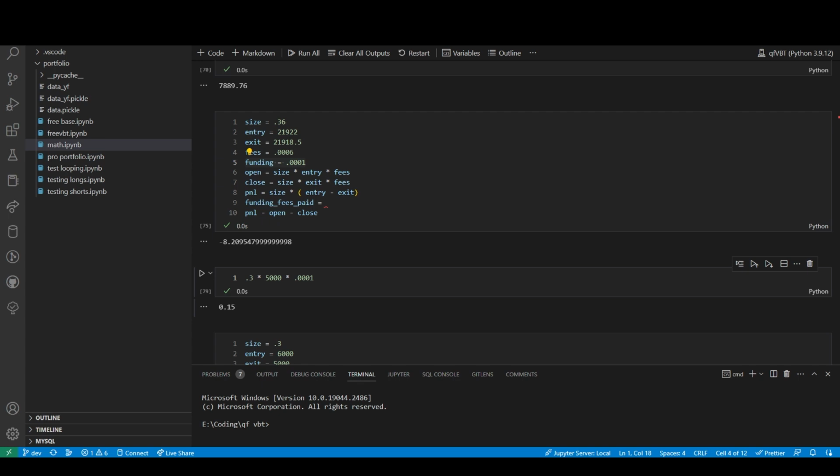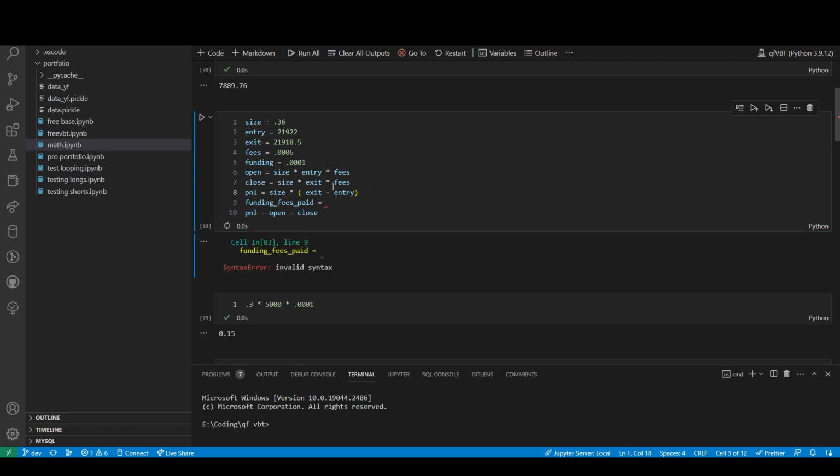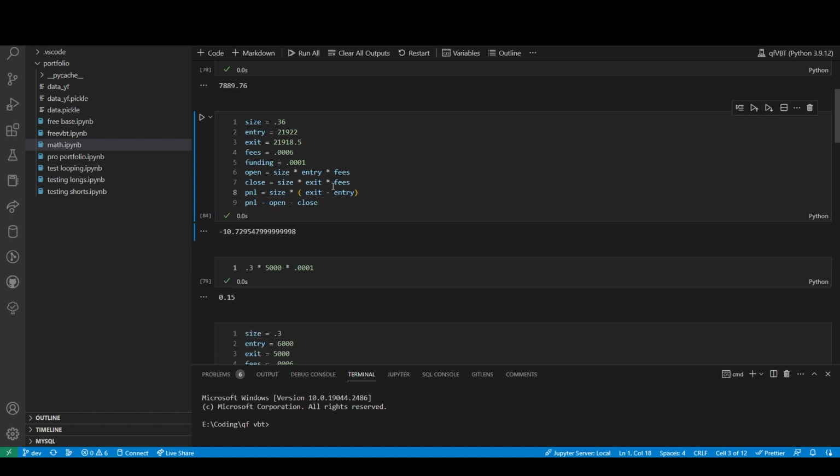which is for a long position, we have our contract size, we have our entry, we have our exit. So it has to be exit minus entry. There are no funding fees. There we go. So that's the same as what I'm seeing. So yeah, it's the fees.